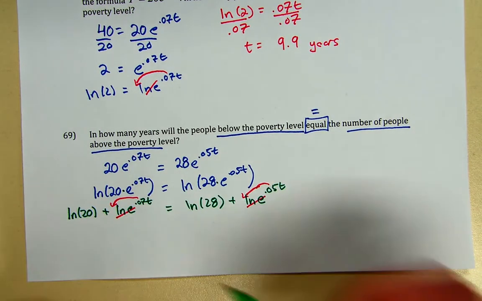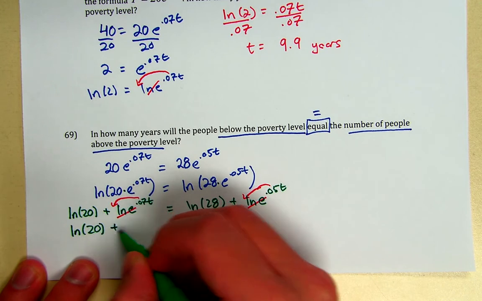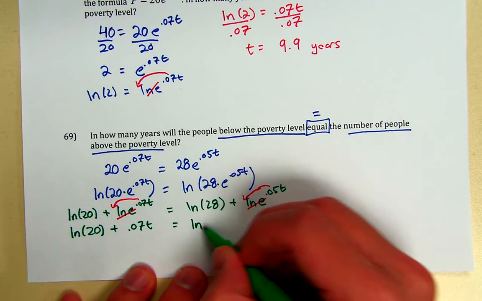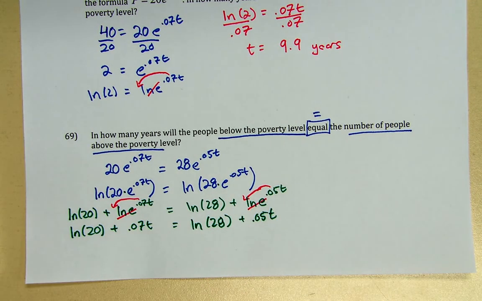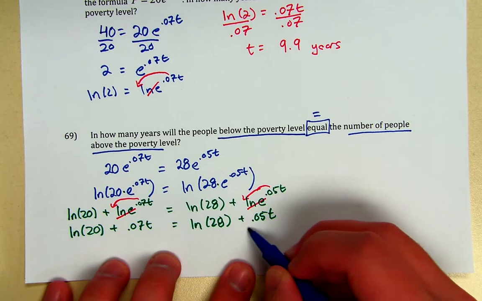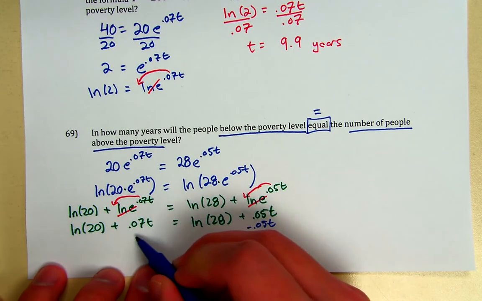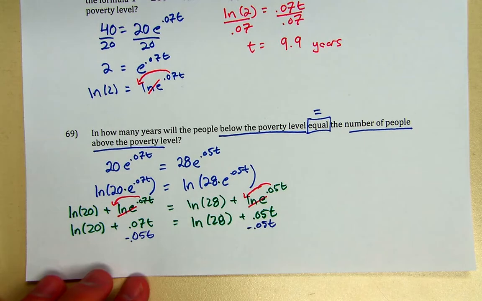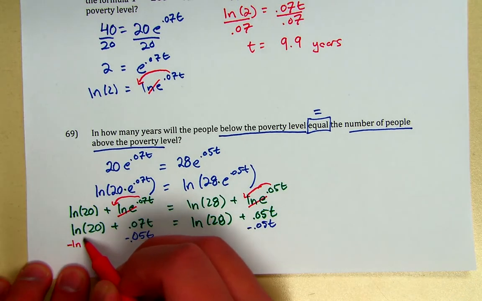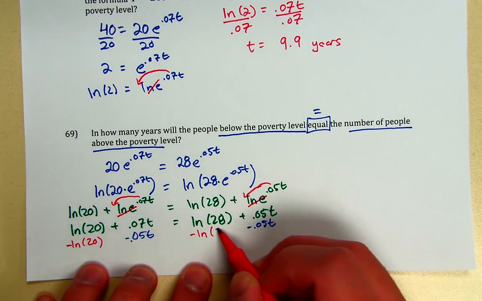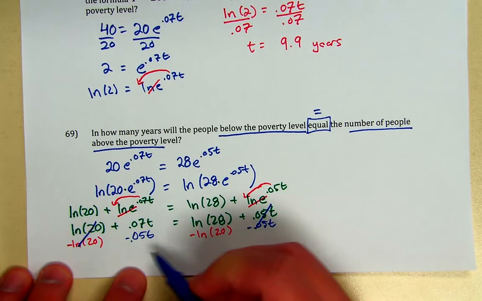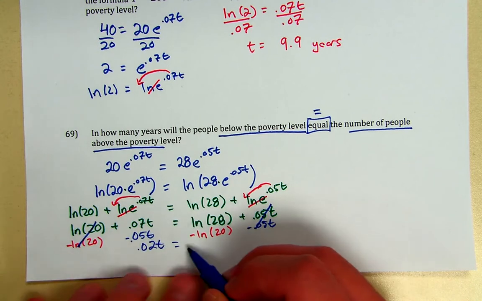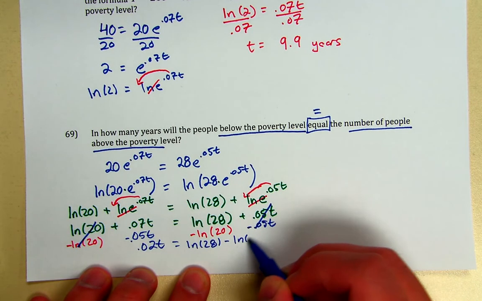So now we have the natural log of 20 plus 0.07t equals the natural log of 28 plus 0.05t. Now, in order to solve this, I want t all on one side, and I want the natural logs all on one side. So I'm going to subtract 0.05t to get t on the left. And at the same time, I'm going to move this natural log of 20 to the other side. So again, that's going away. That's going away. So I have 0.02t equals the natural log of 28 minus the natural log of 20.